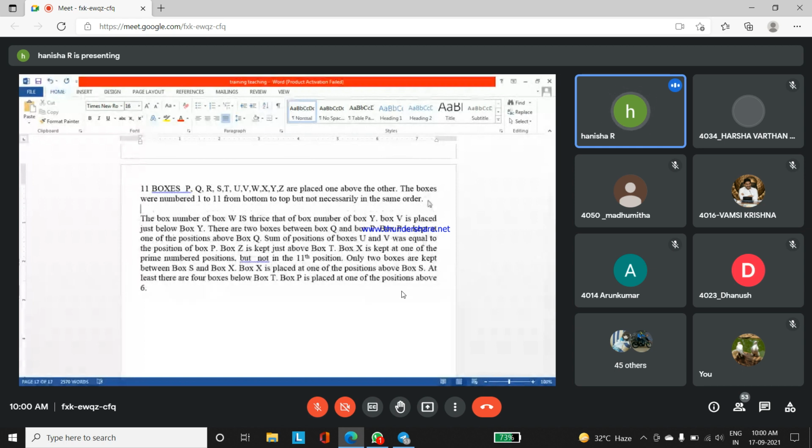11 boxes: P, Q, R, S, T, U, V, W, X, Y, Z. 11 boxes are placed one above the other. The boxes were numbered from 1 to 11 from bottom to top. So 1 will be at the bottom and 11 will be at the top. And you have a number of clues to solve this question.